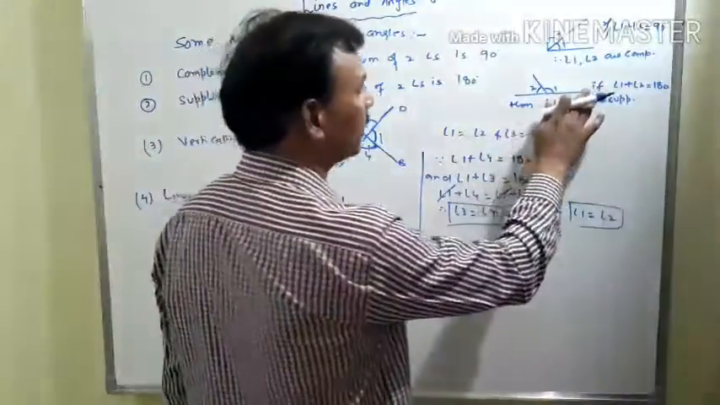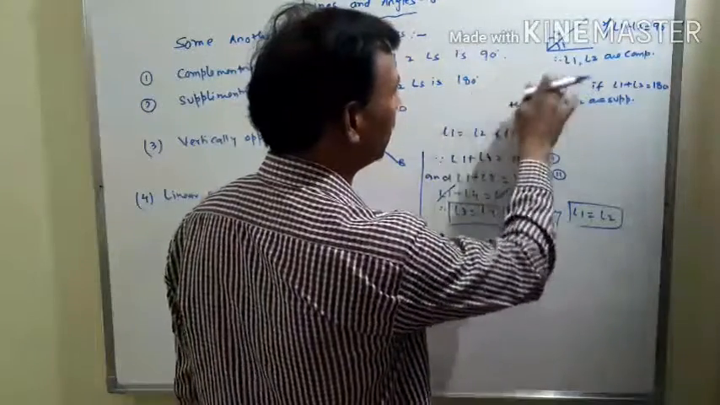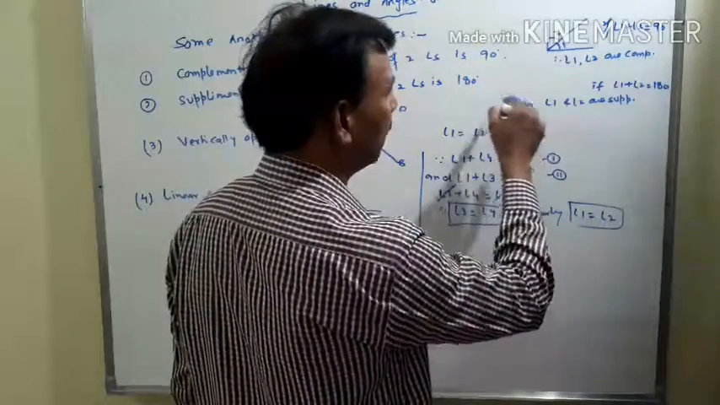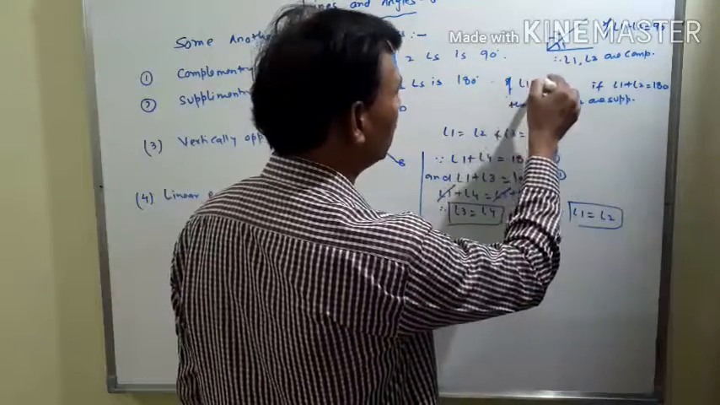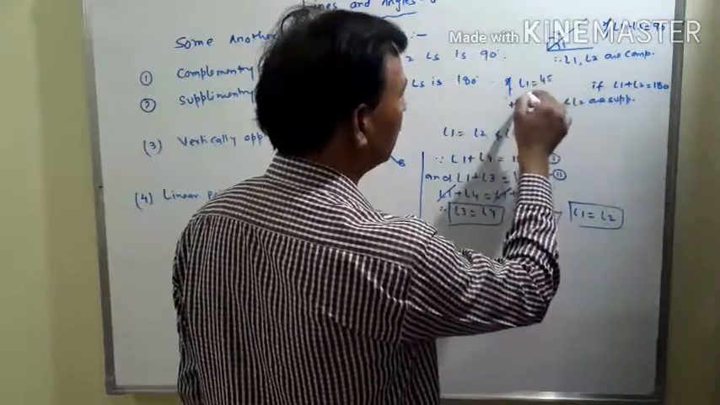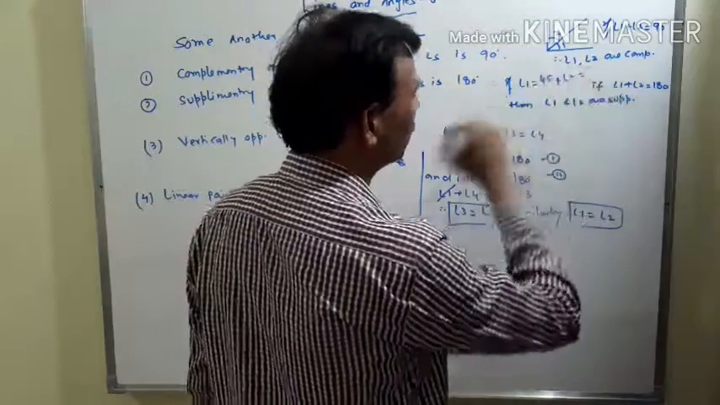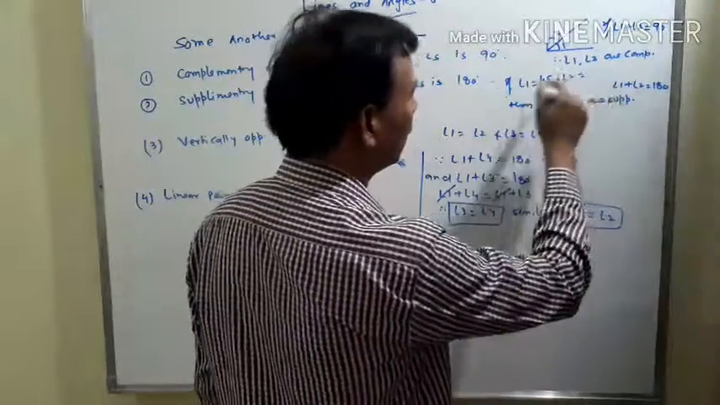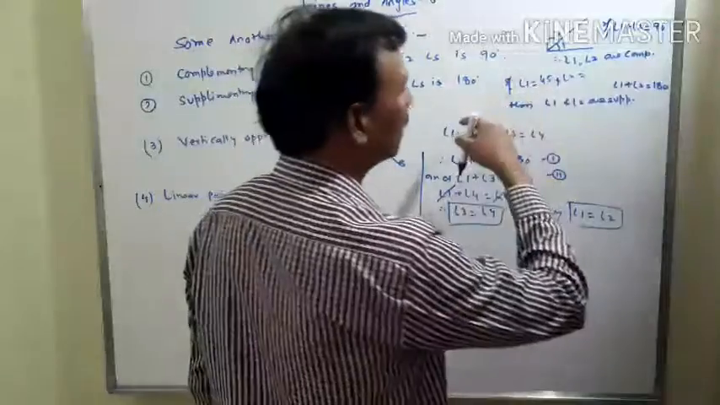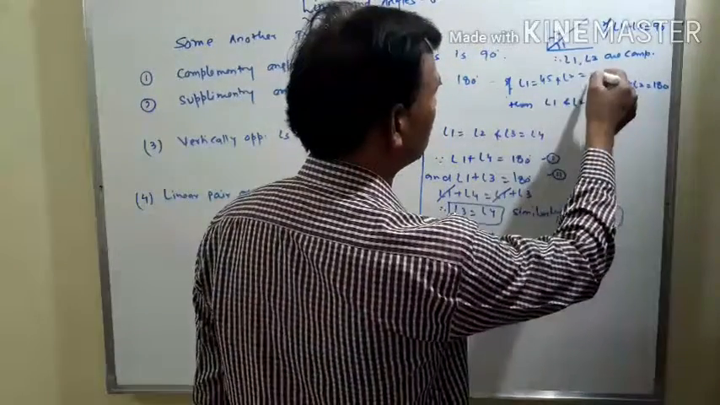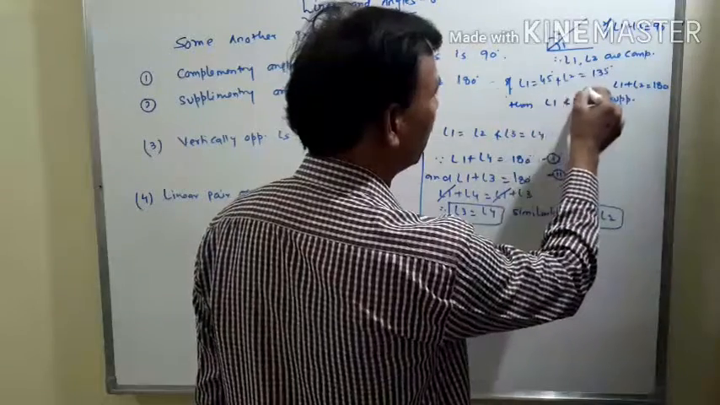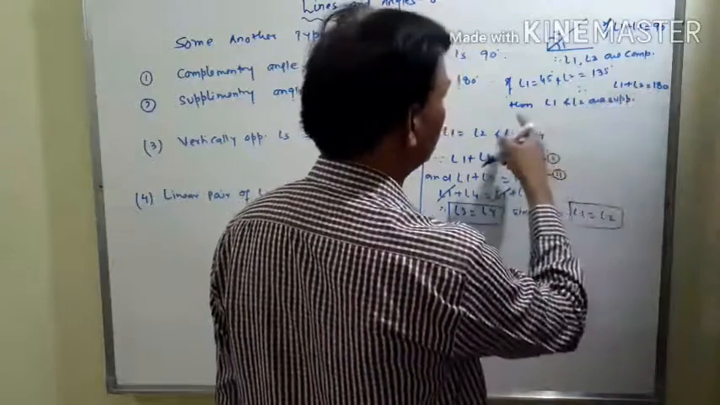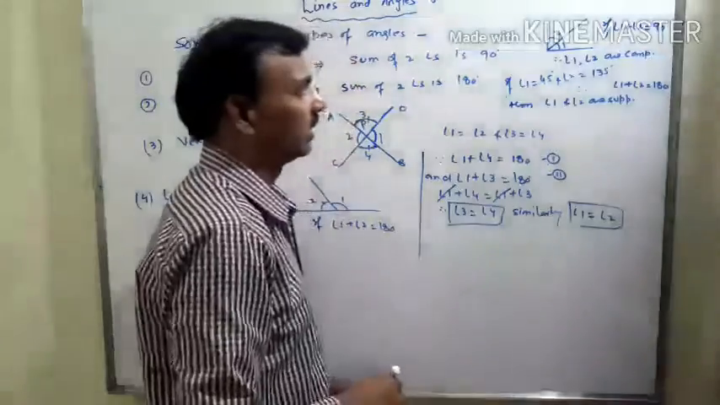Since in this supplementary angle, in this equation, we should make separate angles. That means if angle 1 equals 45 degrees and angle 2 equals, suppose, 135 degrees, therefore angle 1 plus angle 2 equals 180, then angle 1 and angle 2 are supplementary.